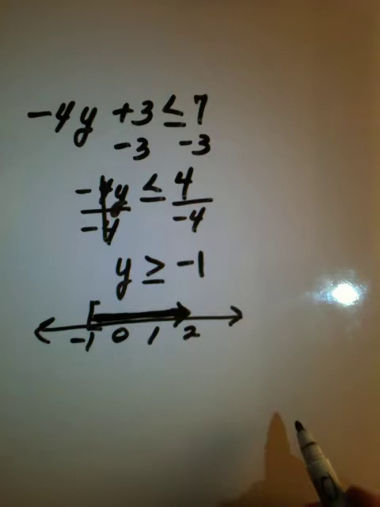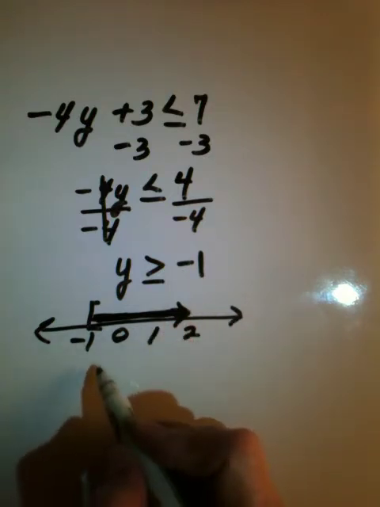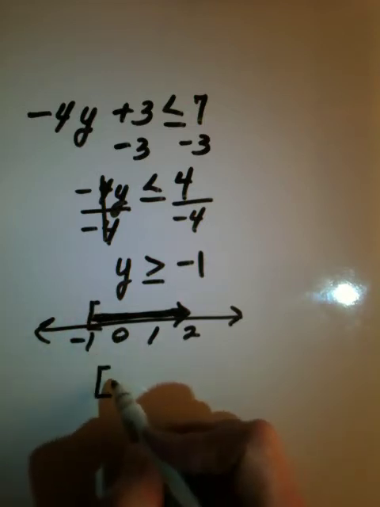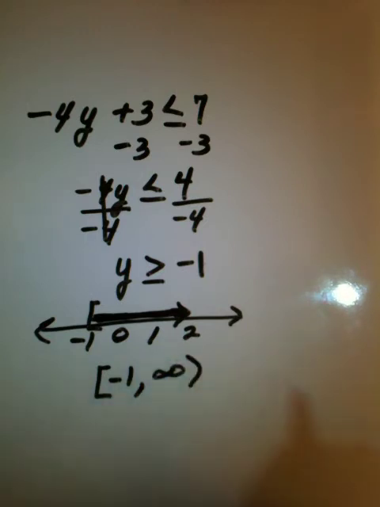All the numbers greater than or equal to negative 1 will solve this inequality. We're going to write the interval. Because we have a bracket, we're going to put a bracket in our interval. Negative 1, again it goes to infinity, and it's always a parentheses if it goes to infinity because it does not stop.